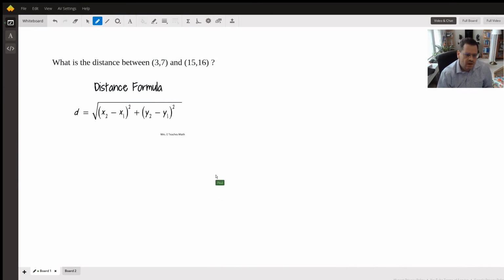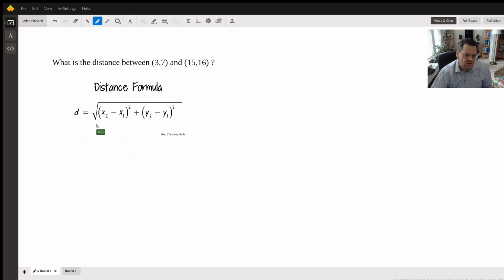Okay, so the question was, what is the distance between 3, 7 and 15, 16, which are 2 points? So this is the short answer. The short answer is we just use our distance formula, which I have on the board here.